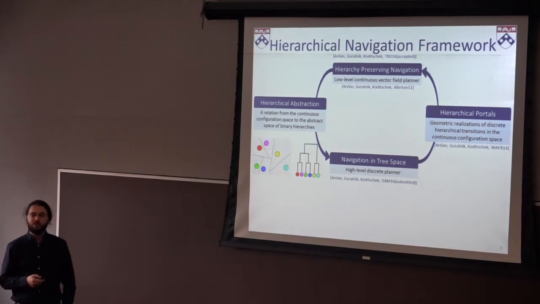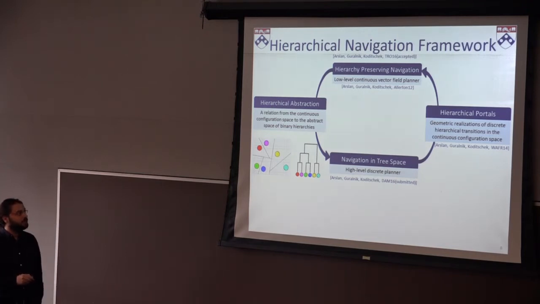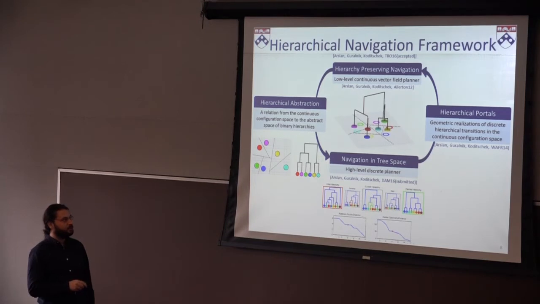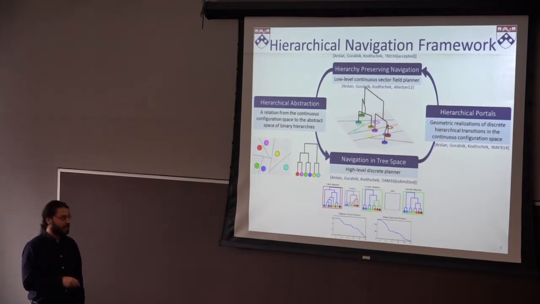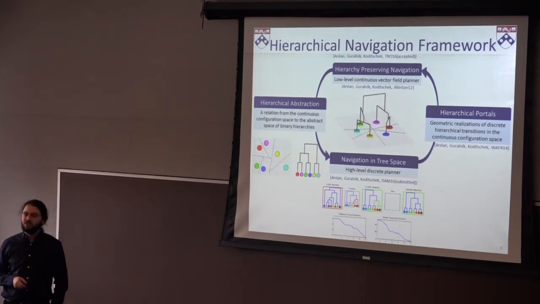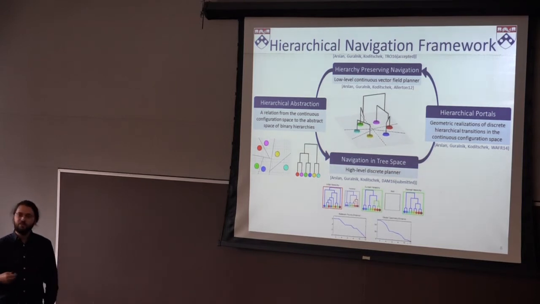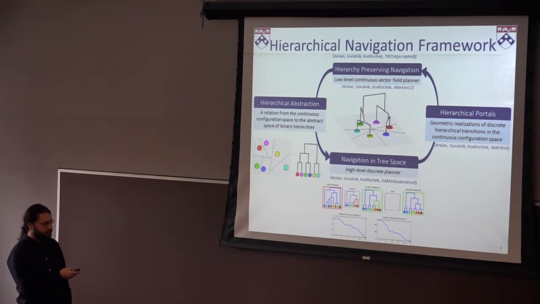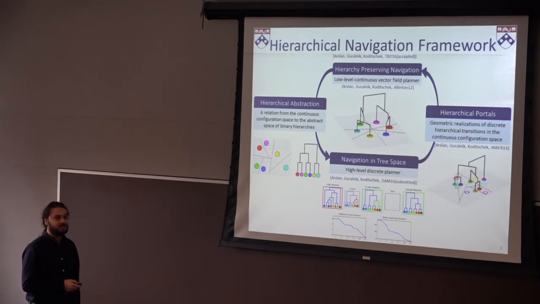So hierarchy-preserving navigation will be the low-level component of our planner. Then, given such an ability, can I plan at the higher level? Can I navigate in tree space so that it gives me information about what kind of structural changes I should make towards my destination, because the destination will be abstractly represented by another clustering hierarchy. And the connection between these two layers will be through portals, hierarchical portals.